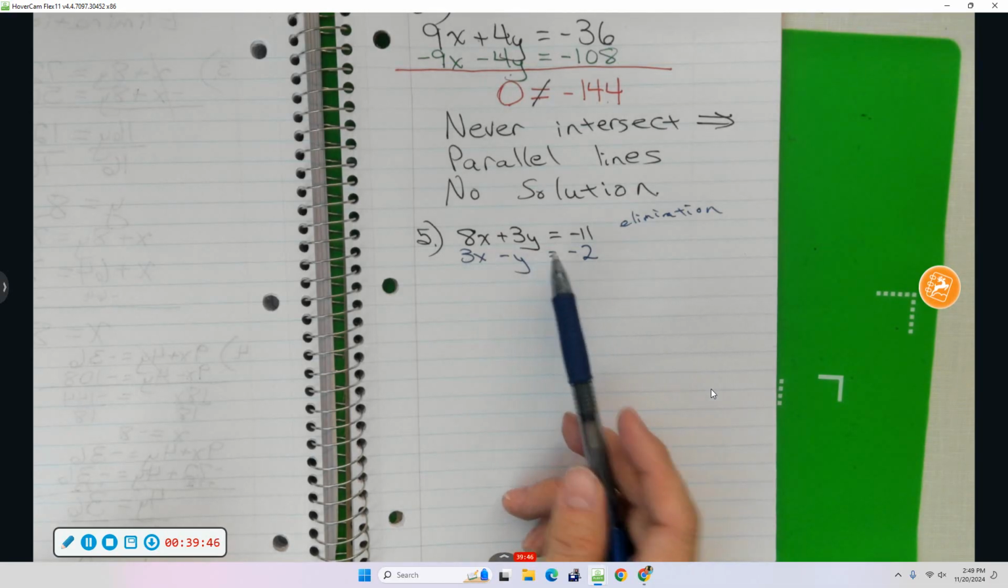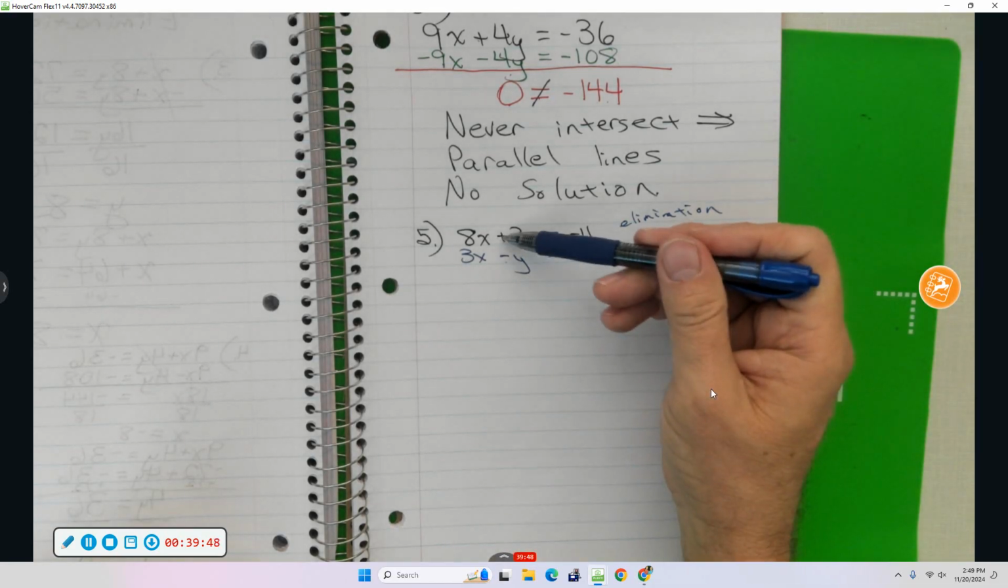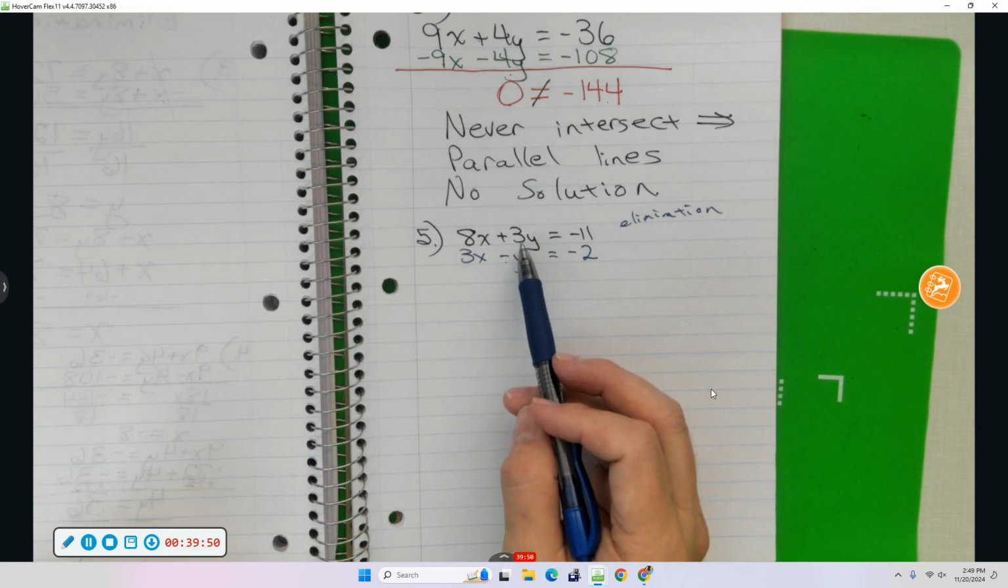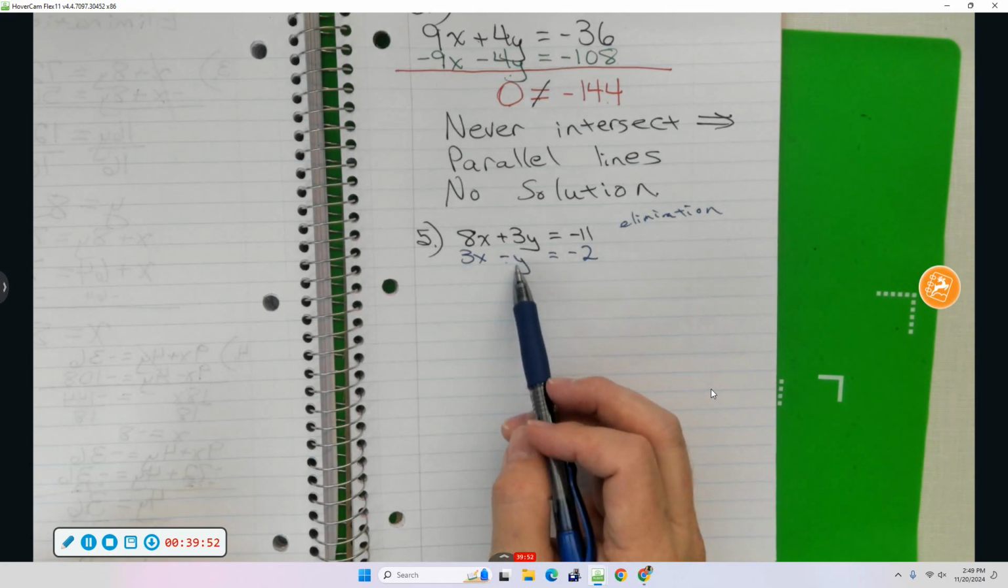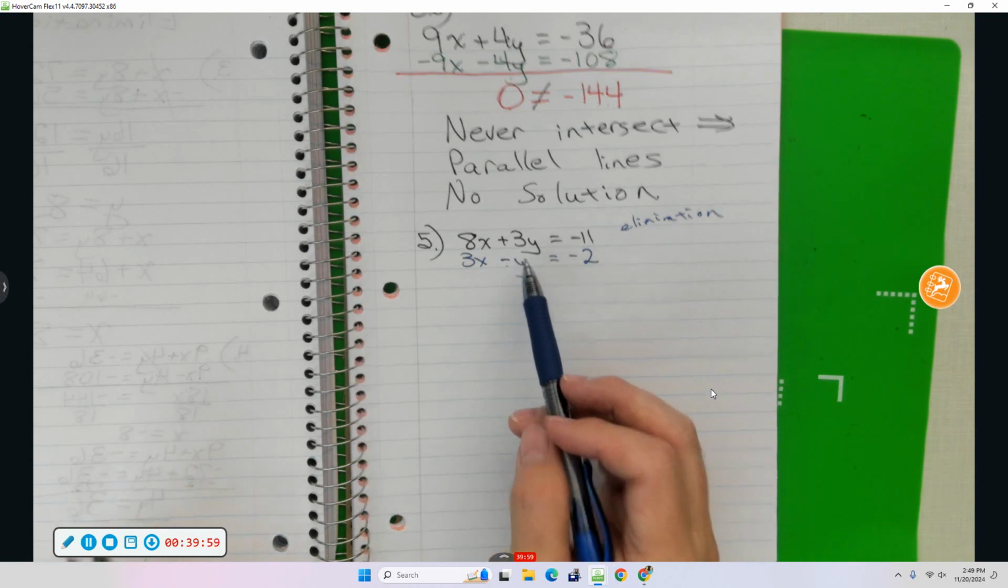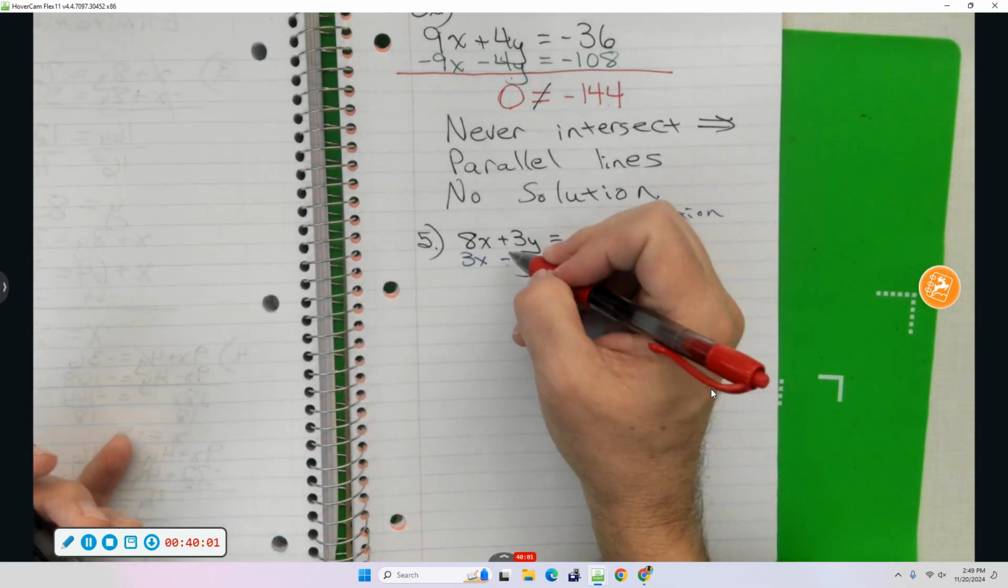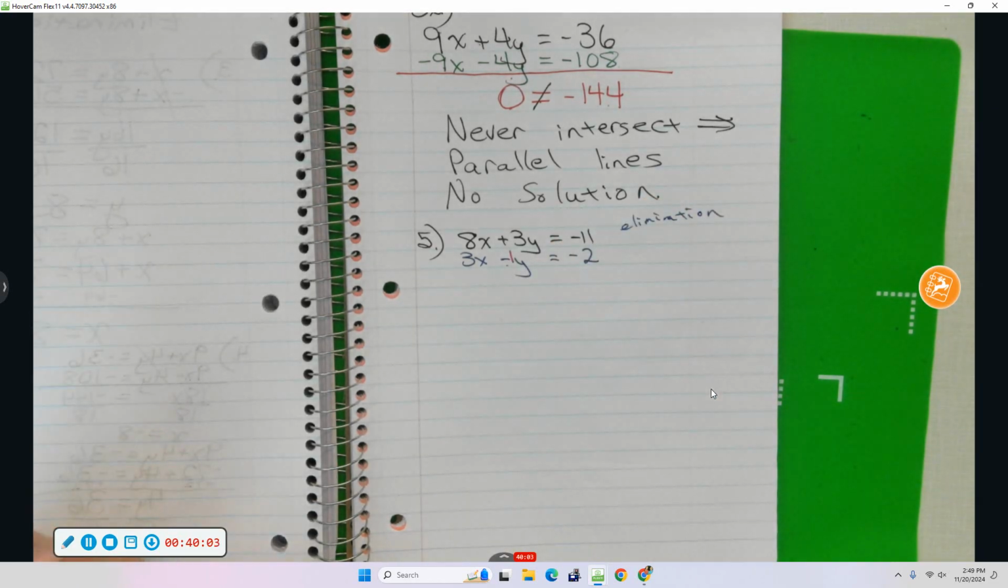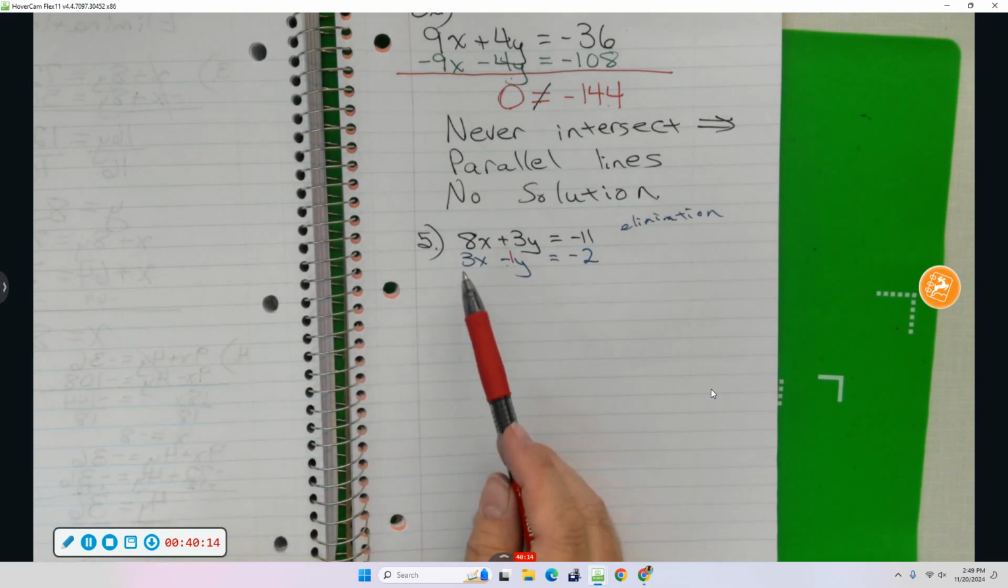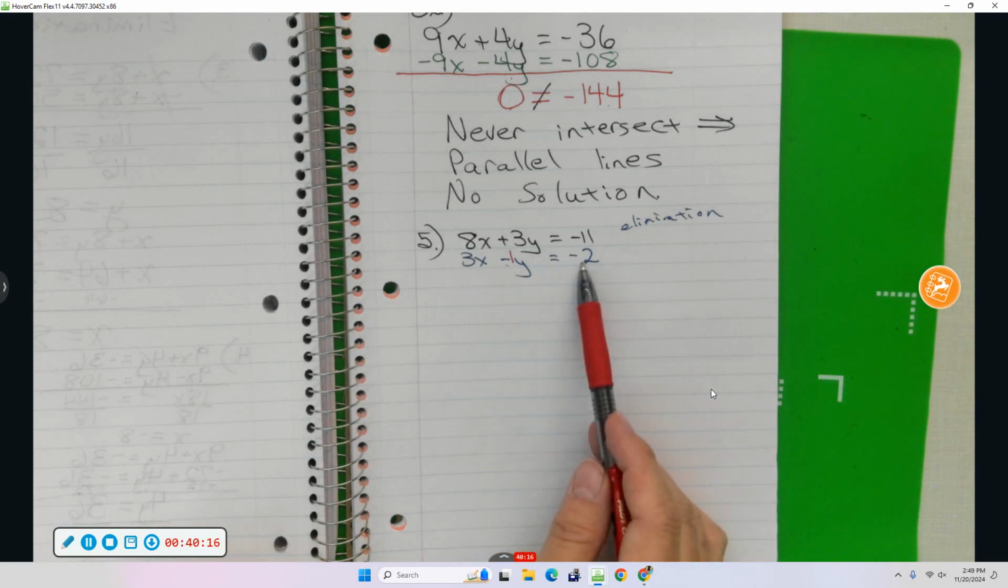Hey, well, look at this y. At least we have the opposite signs. I have a positive 3y there. I can change this to minus 3y in the second equation by multiplying by 3. That's like a 1 right there, a minus 1y. Whatever we do to one side of the equation, we have to do to the other. You can multiply both sides by any non-zero quantity you want. I'm going to multiply the second equation by 3.